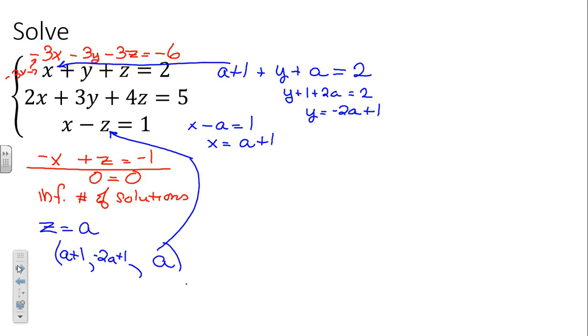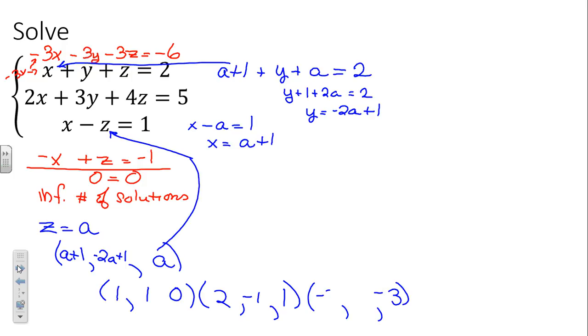I could let a be 0. Then what is x going to be? 1. And what will y be? 1. If I let a be 1, then the x value will be 2, and the y value will be -1. These 2 points will satisfy all 3 equations. I could have decided to let a be -3. Then the x-coordinate will be -2, and the y-coordinate will be 7.